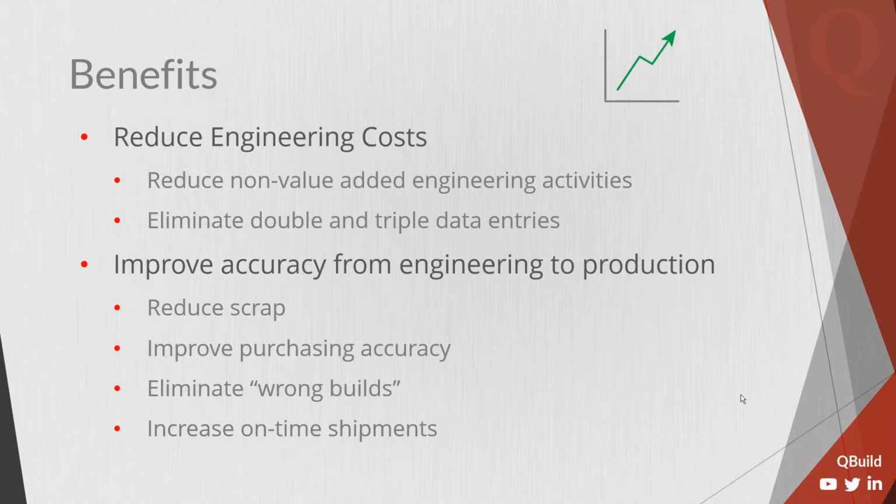The second benefit is having improved accuracy or consistent data between engineering and CAD and production in ERP. By doing so, you're reducing things like scrap or wrong build situations, increasing purchasing accuracy, and overall just having cleaner data across the two systems. And going back to that point I made earlier about not having that confusion between two sets of data and not knowing which to trust, whether it's the engineering drawing and the engineering data or the production data inside the ERP, when it's consistent and it's the same, it becomes easy.